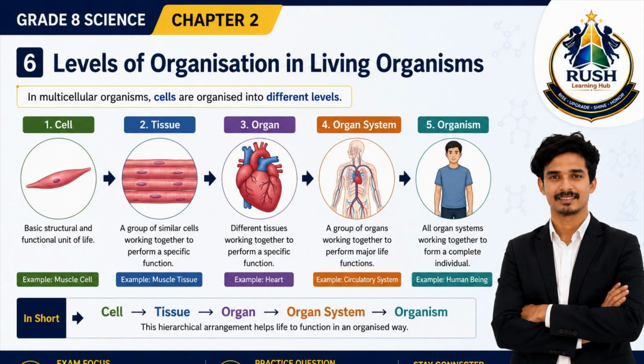For example, muscle cells form muscle tissue. Muscle tissue contributes to organs such as the heart. The heart is part of the circulatory system, and the circulatory system is one of the major organ systems in the human body. This sequence can be remembered as cell, tissue, organ, organ system, and organism. Students should understand this hierarchy carefully because it is frequently tested in examinations.